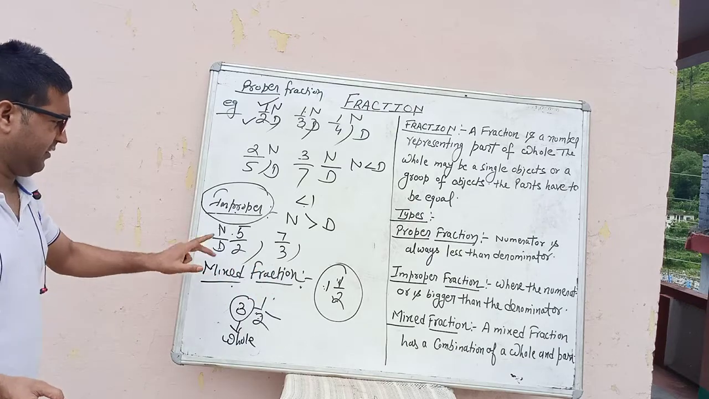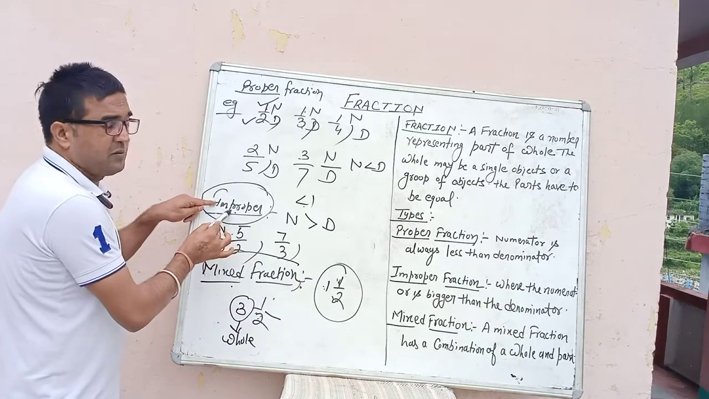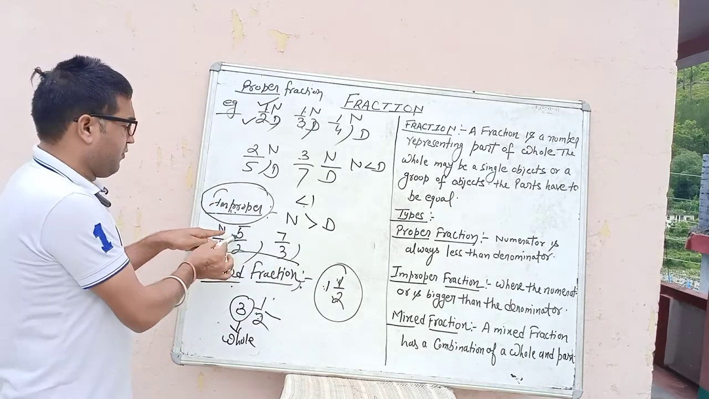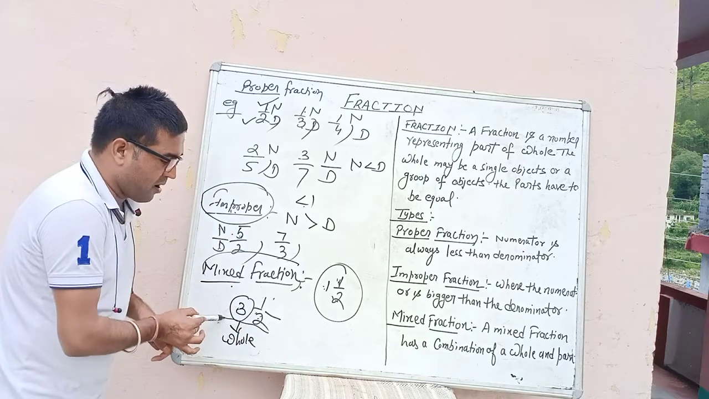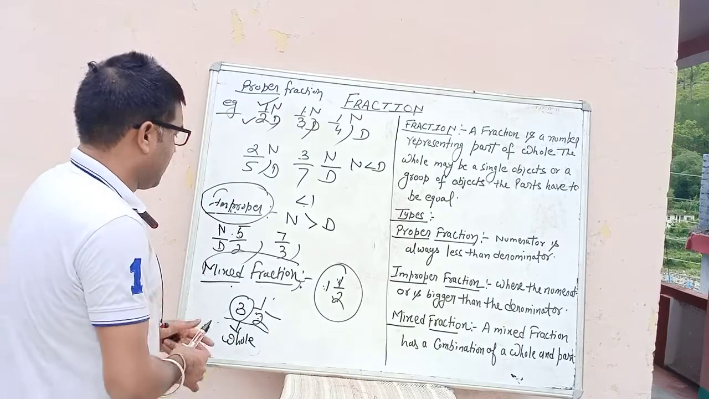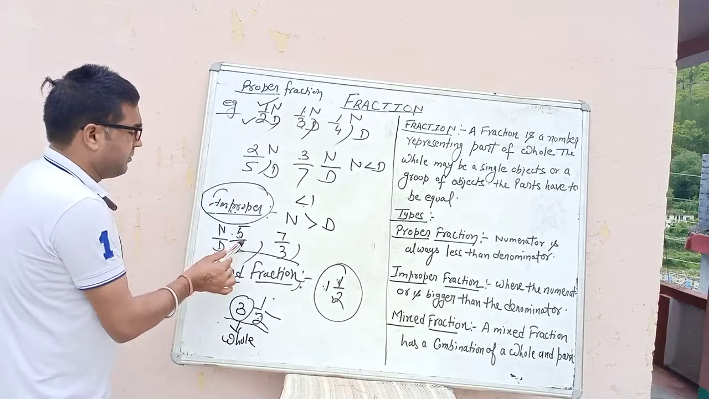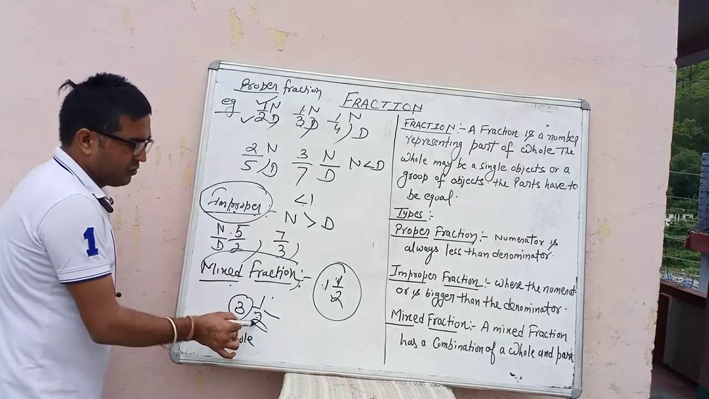One thing is very important: we can get a mixed fraction from an improper fraction. An improper fraction can be written in the form of a mixed fraction. For example, I will show how we can write an improper fraction as a mixed fraction.